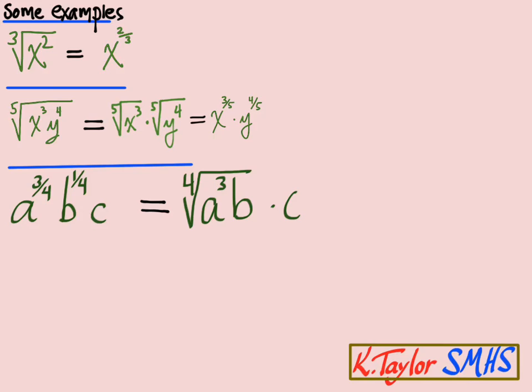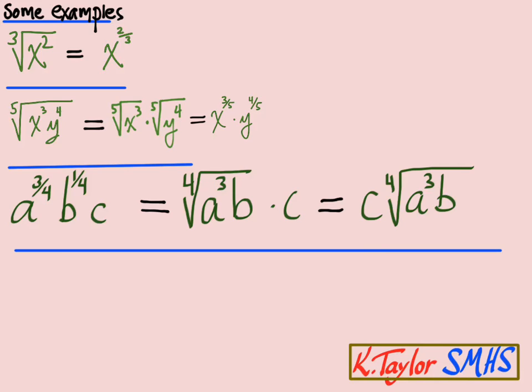Then the c is outside the radical, and so just for clarity, we normally would write things in front of the radicals, just so there's no confusion about whether that c is really supposed to be under the radical or not. All right, that's how we would probably write that expression right there. c times the fourth root of a cubed b.